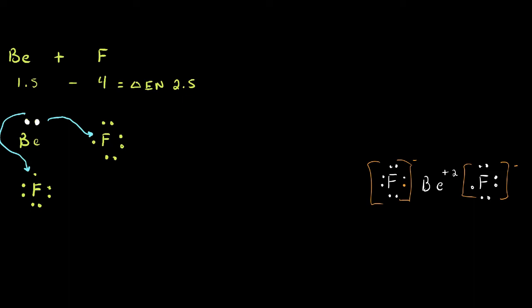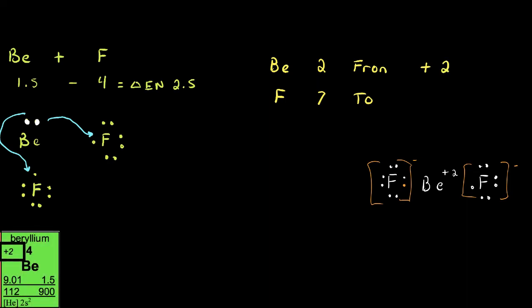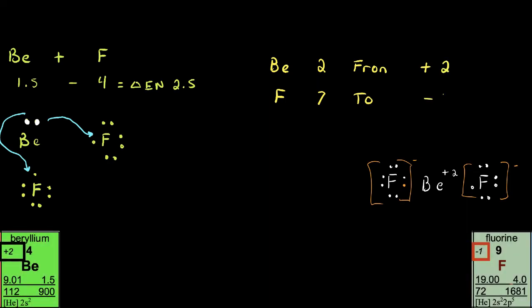Now, let's continue here. Let's take a peek at the list on the right-hand side. We had beryllium. We have fluorine. Beryllium had 2 valence electrons. Fluorine had 7. We're always going to have a transfer from the metal to the nonmetal. So what type of ions are going to form? Beryllium needs to lose 2 electrons. Fluorine needs to gain 1.